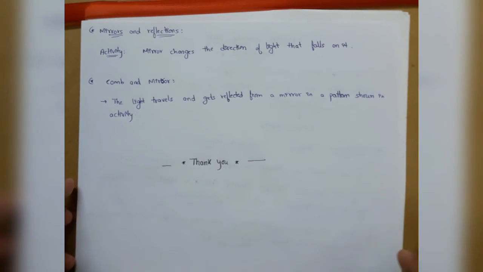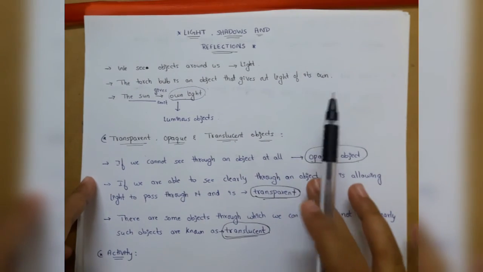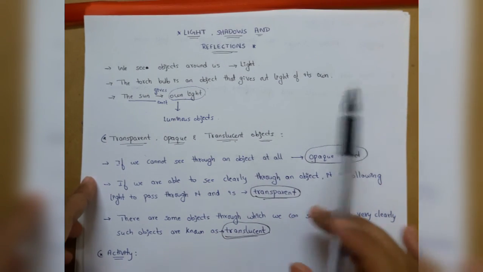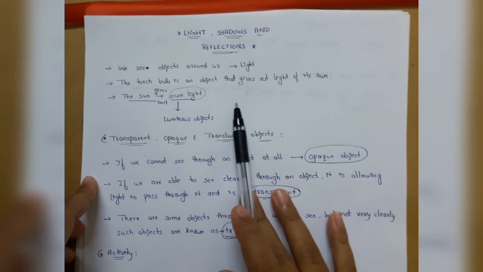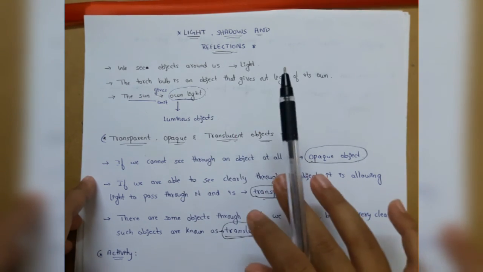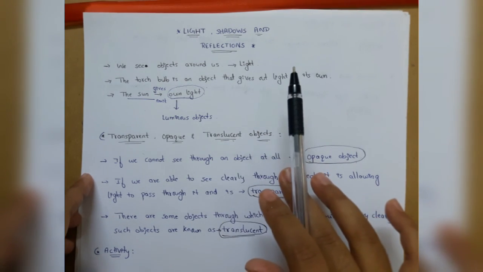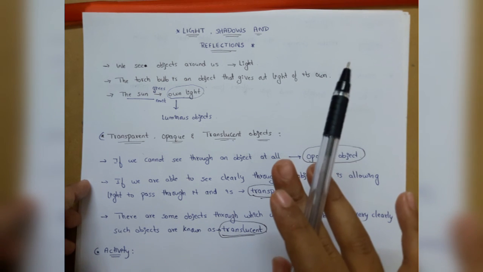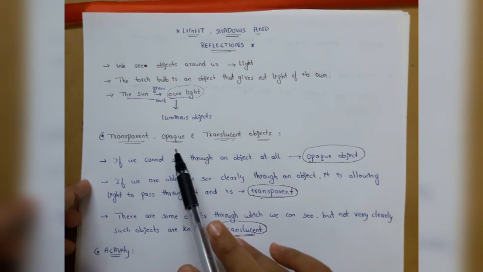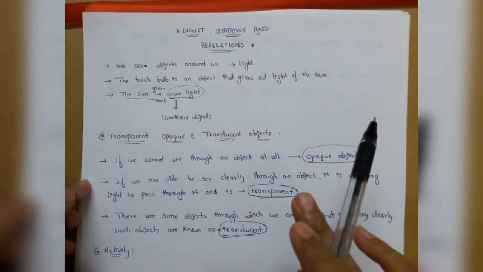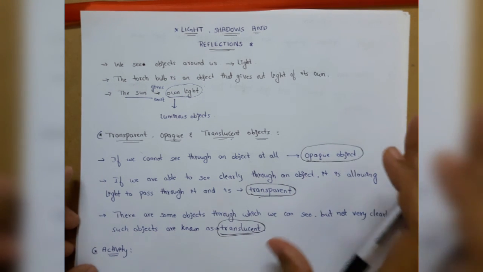From this chapter, we can finally conclude that shadows and reflections are also a part of light. So, to see the objects around us, we need light, and we learnt about transparent, opaque and translucent objects.